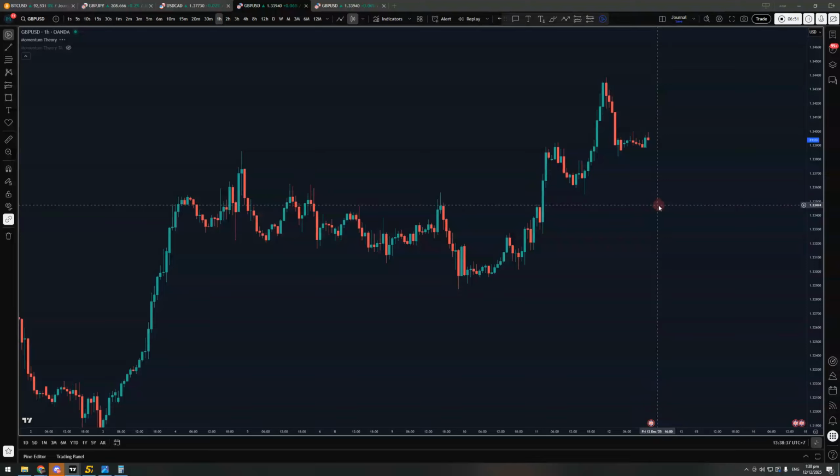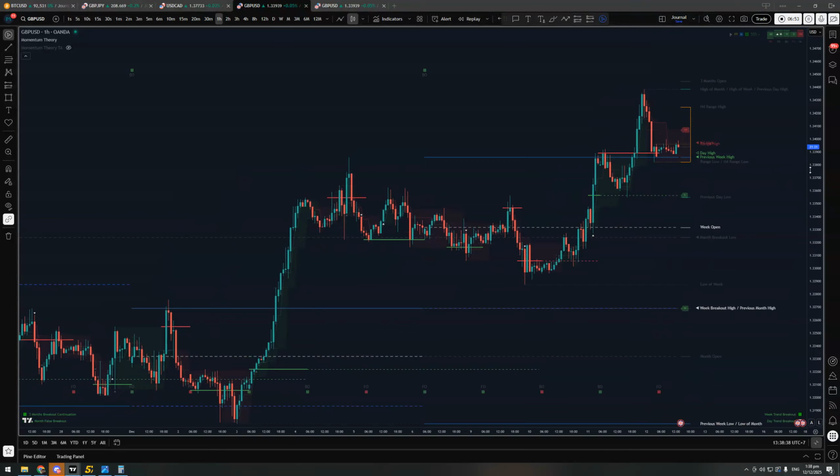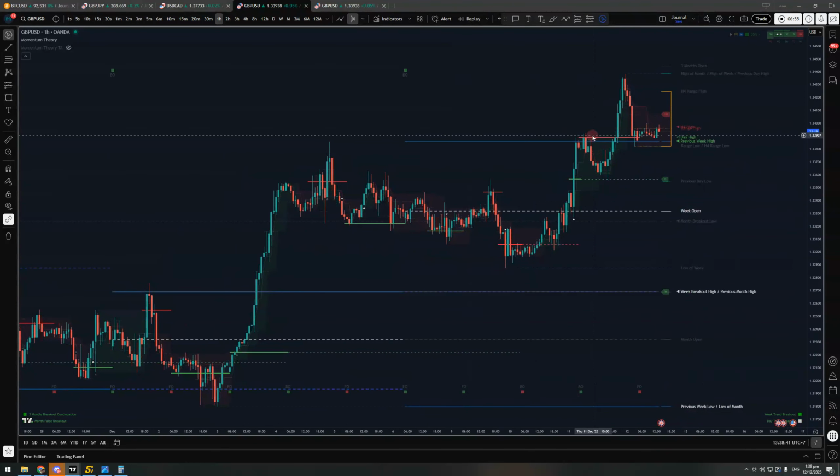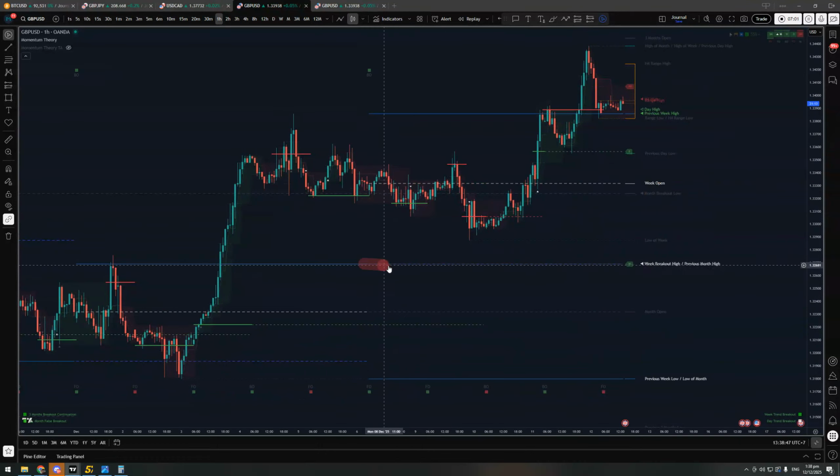Looking at weekly levels, we have the previous week high. Price faked out the previous week high here. This is the first sign of a reversal. But that reversal is not confirmed until we get below the weekly breakout level. So we're still technically bullish here. Overall, we're bullish, but immediate price action is bearish.